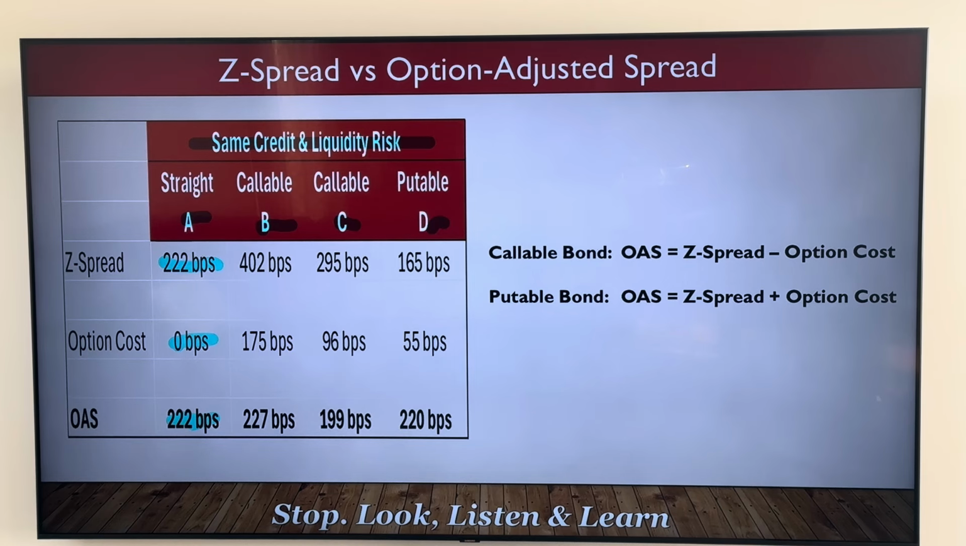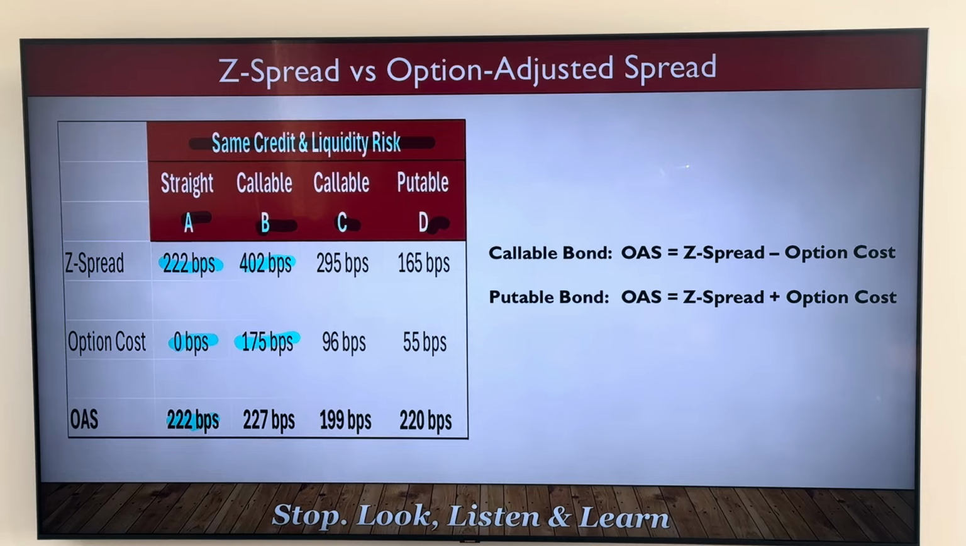Now let's look at bonds B and C, which are both callable bonds. The Z spread for bond B is 402 basis points, or 4.02%. And what they will tell you is that the cost of the call option that's embedded in bond B is 175 basis points, or 1.75%. And so what you have to do is determine what the option adjusted spread is for bond B.